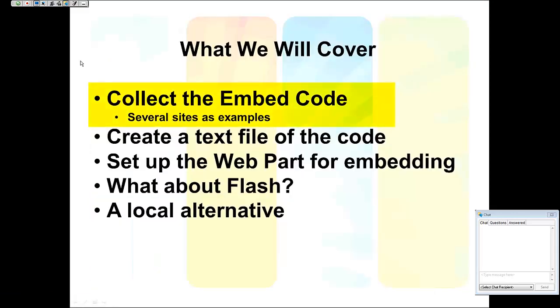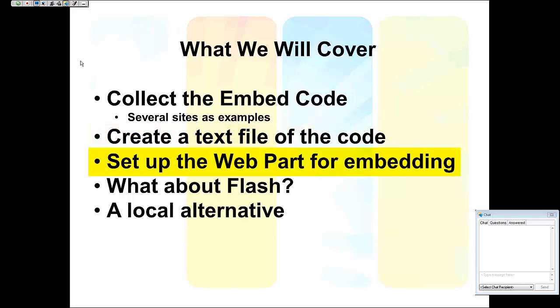Today we'll talk about collecting the embed code, and we're going to use a few different site examples. We're going to talk about creating a text file of that embed code and then setting up the Webpart for embedding the content that you want from another site. We're going to talk about Flash, and we'll talk about a second Webpart that can be used as an alternative to embed local video. By local, I mean video that you have in your SharePoint site already that maybe you're not happy with the way it plays on the page or something along those lines.